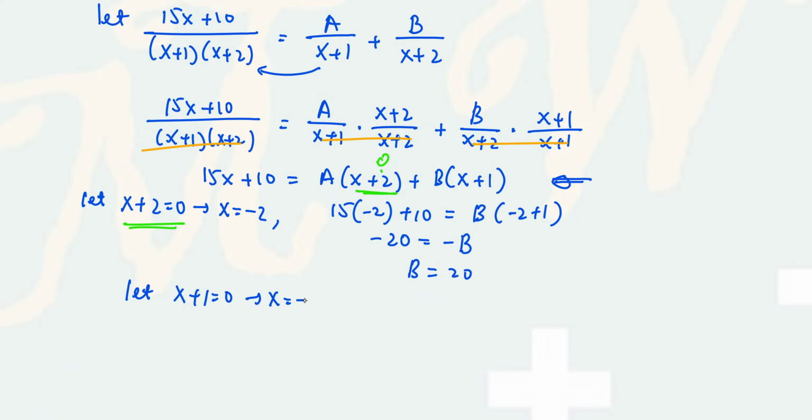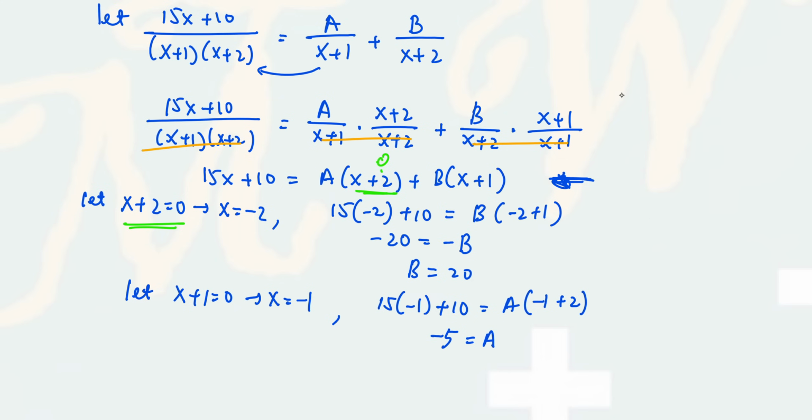Therefore, your x is going to be minus 1. Same concept, 15 times minus 1 plus 10, substitute into this equation. It will be a bracket minus 1 plus 2. The b bracket x plus 1, the x plus 1 will be 0, so the whole term will be 0. That means now here I will be getting minus 5 equals to a.